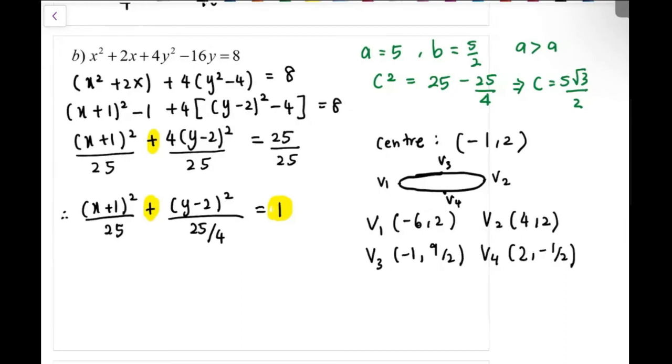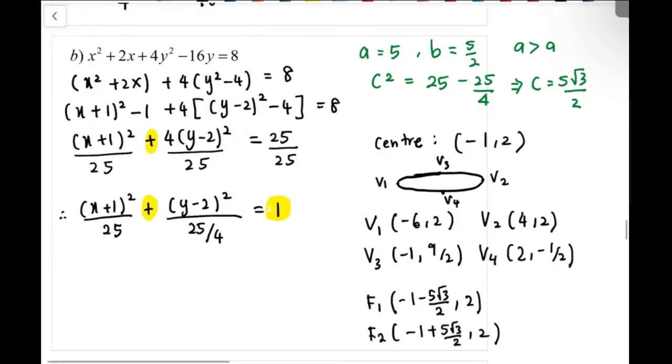Okay, settle. Last one, our foci. F1, F2, remember, lie on the major axis. So, distance is C. Our x coordinate would change. So for F1, we would have negative 1 minus 5 sec 3 over 2, 2. And for F2, we would have negative 1 plus 5 sec 3 over 2, 2. So that's all 7 coordinates for this ellipse.